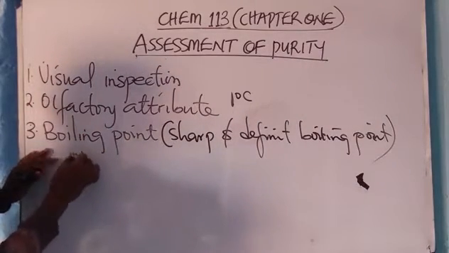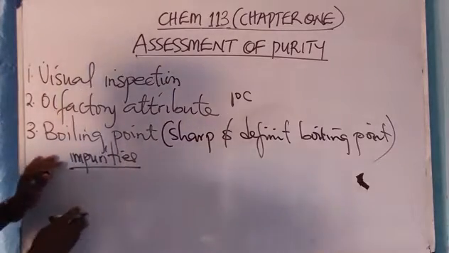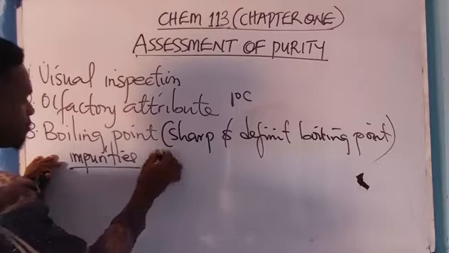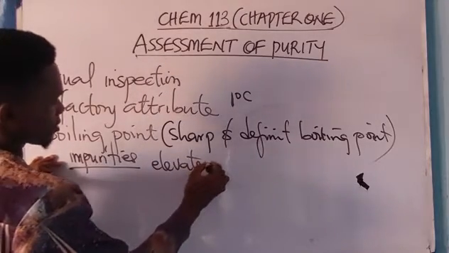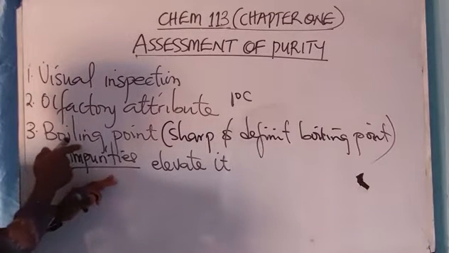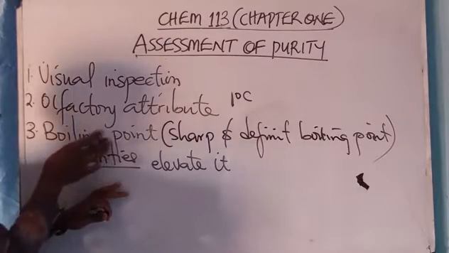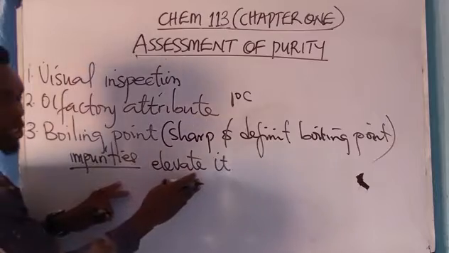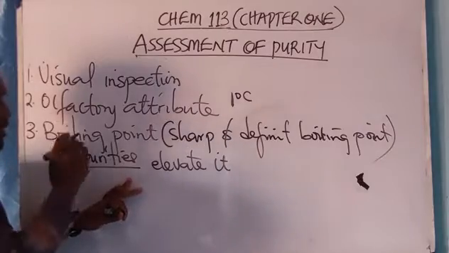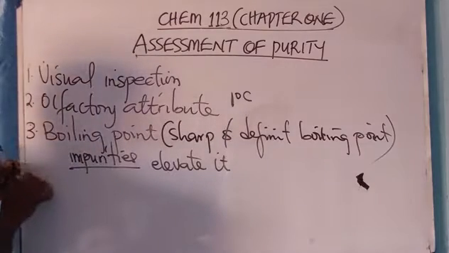Now, impurities. The impact of impurities on the boiling point of a liquid is to elevate it. Impurities in a liquid substance cause an elevation of the boiling point. It increases the boiling point of the liquid. Please, the impact of impurities is to elevate, or increase, the boiling point of a liquid.